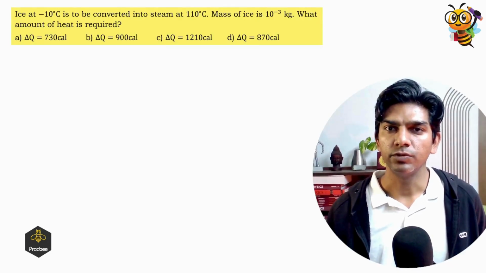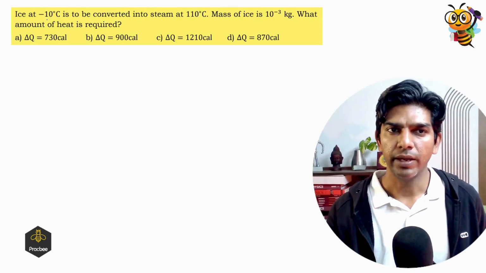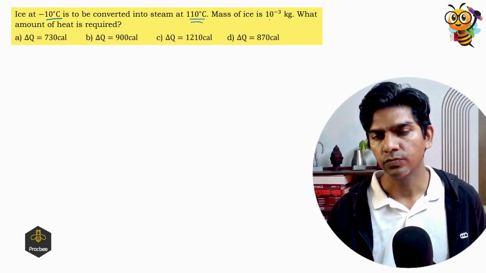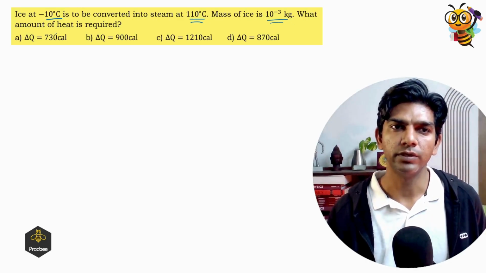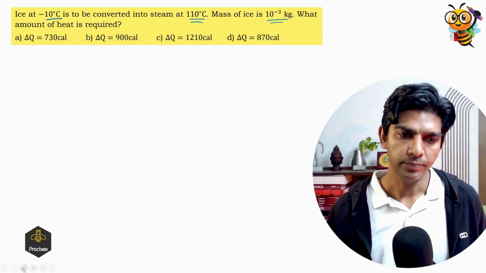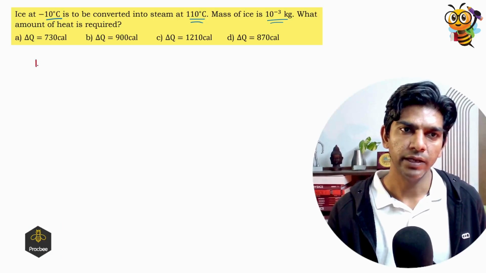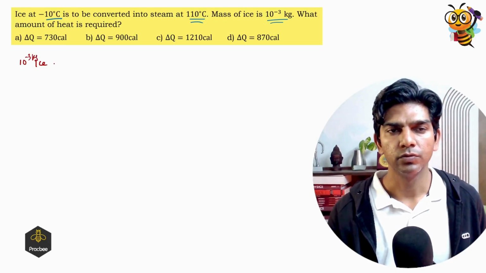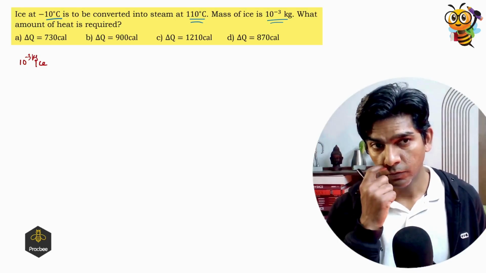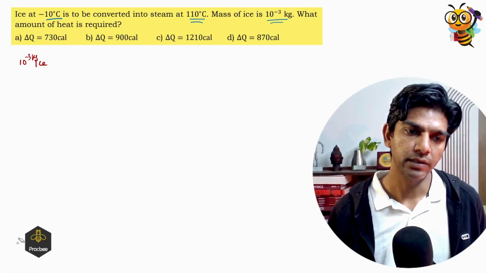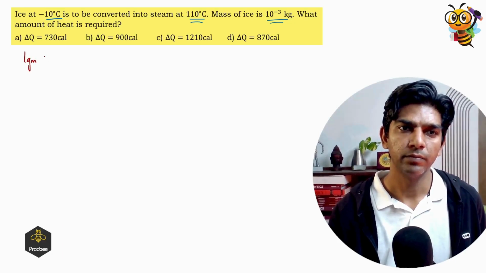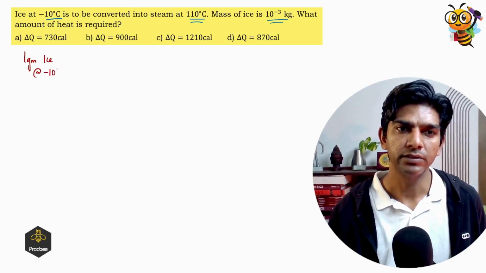Right, so let us see this question, which is from calorimetry. Ice at minus 10 degrees Celsius is to be converted into steam at 110 degrees Celsius. Mass of ice is 10 raised to the power minus 3 kilograms. What amount of heat is required? So here we have 10 raised to power minus 3 kilogram of ice, right? So we can say we have 1 gram of ice. So we can directly consider it as 1 gram of ice at minus 10 degrees Celsius.